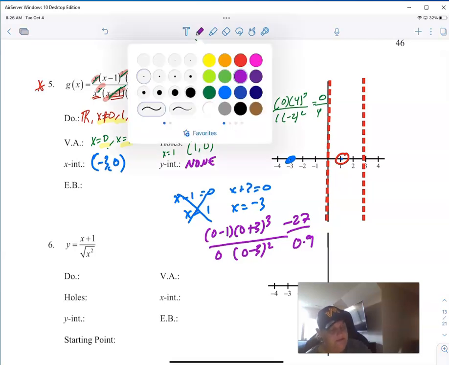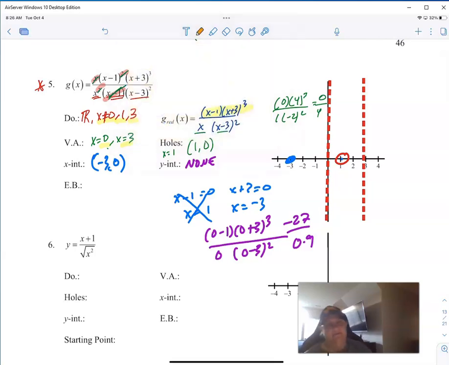And then last but not least, our end behavior. This is limits to infinity. Sometimes I like to go back to the original equation. Check it out. I have x squared, x to the third, that's 1, 2, 3, 4, and then a bunch of other stuff. Here I have x squared, x squared, so it's 1, 2, 3, 4, 5. Because the top is bigger than the bottom, it's going to go to infinity.